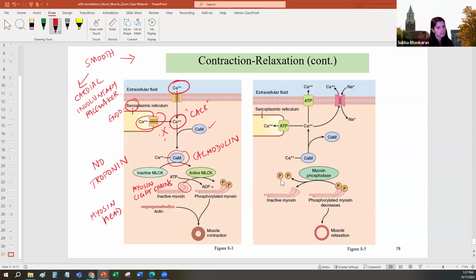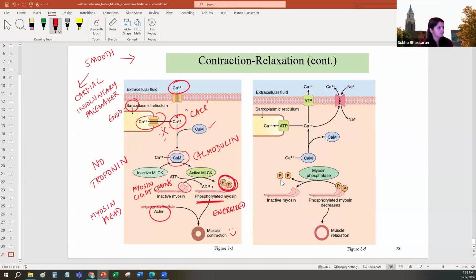Now, the big difference here is how are they energized? Just like how we saw ATP involvement, correct? The ATP is also involved here. The difference here is this myosin light chain will be adding a phosphate. You see that? So you add a phosphate to it, it becomes a phosphorylated myosin. It is now energized and ready to bind with actin, causing contraction.